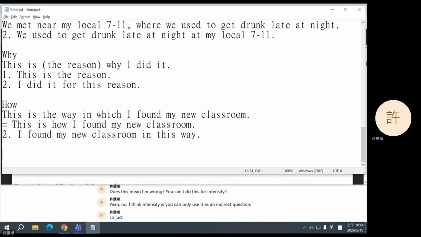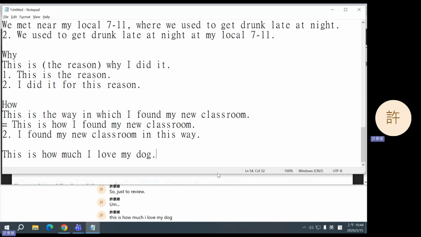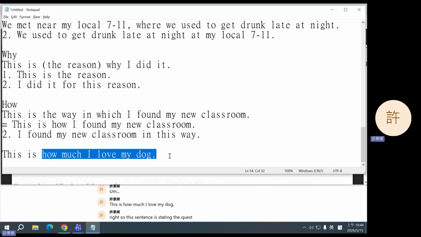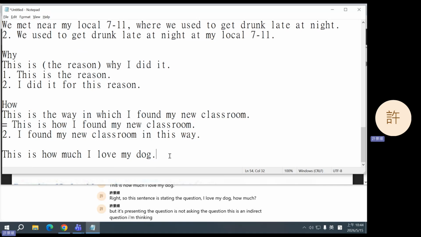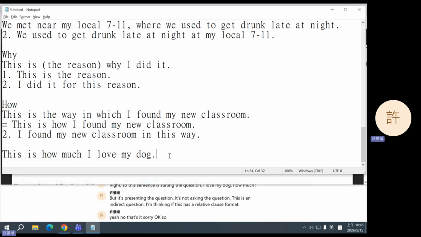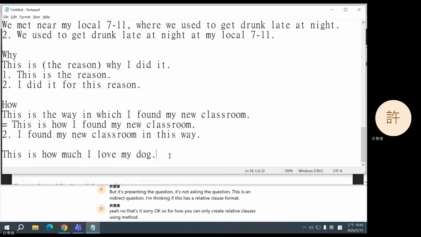So just to review, this is how much I love my dog. Right. So this sentence is stating the question, "I love my dog how much?" But it's presenting the question, it's not asking the question. This is an indirect question. I'm thinking if this has a relative clause format. Yeah, no, that's it. Sorry. Okay, so for "how" you can only create relative clauses using method. Okay, questions so far?